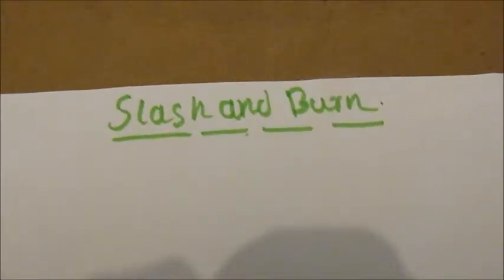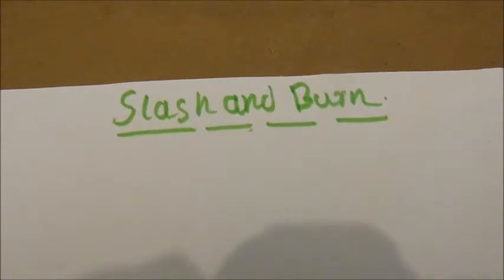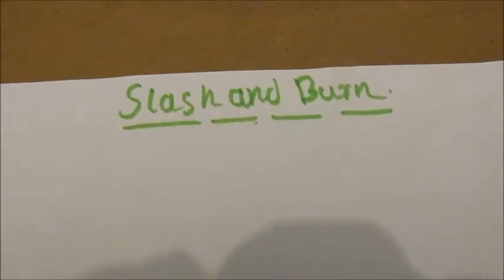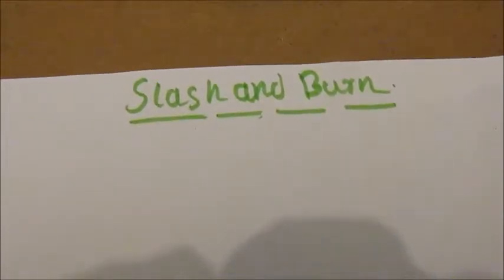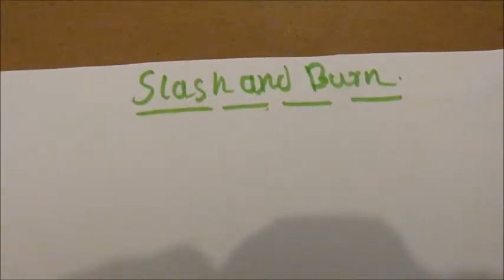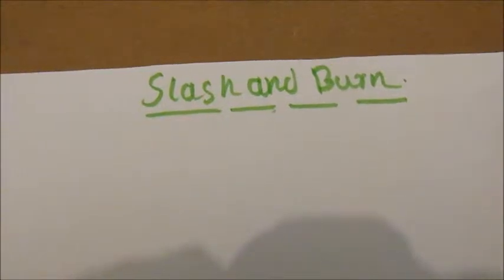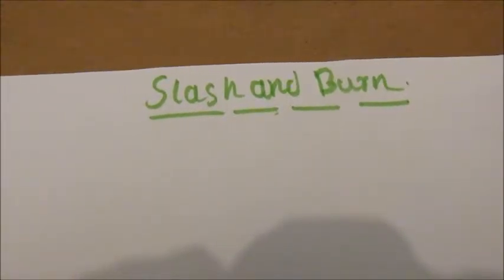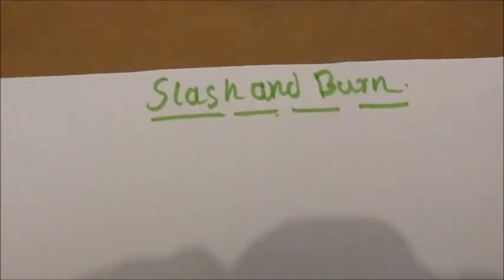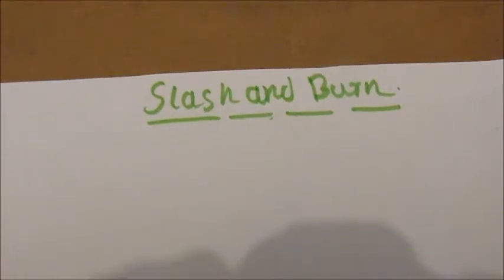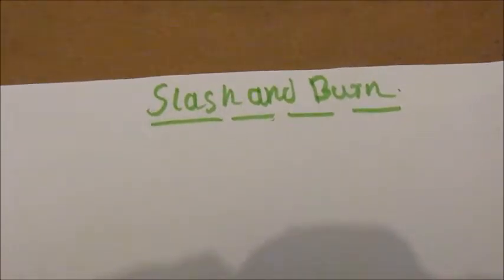And now, what is slash and burn? Slash and burn agriculture is the process of cutting down the vegetation of a particular plot of land, setting fire to the remaining foliage, and using the ashes to provide nutrients to the soil for use of planting crops.